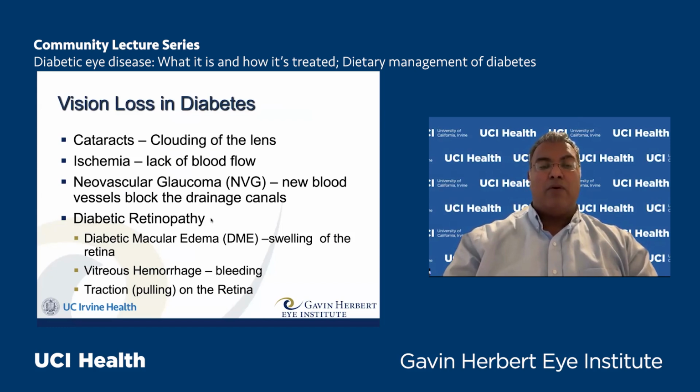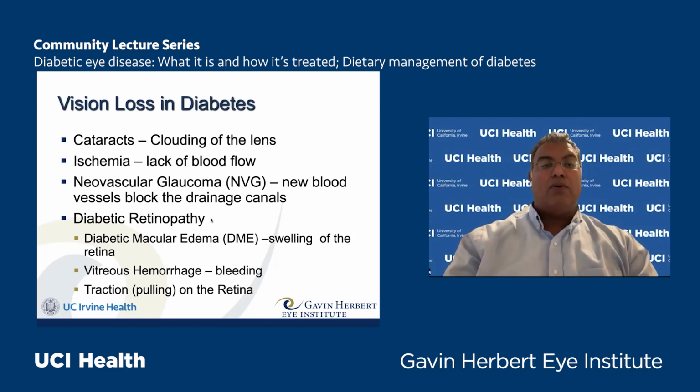Ischemia, or lack of blood flow in diabetes, can also cause vision loss. One of the more severe causes of vision loss is a form of glaucoma that happens in diabetics called neovascular glaucoma. This is when new blood vessels block the drainage canals of the eye and basically allows the pressure of the eye to go so high it damages the optic nerve, such that the signals from the eye can never make it to the brain.